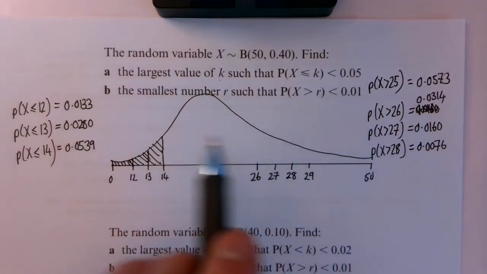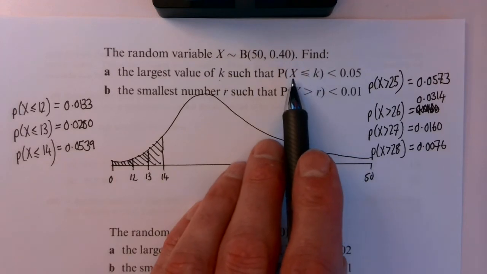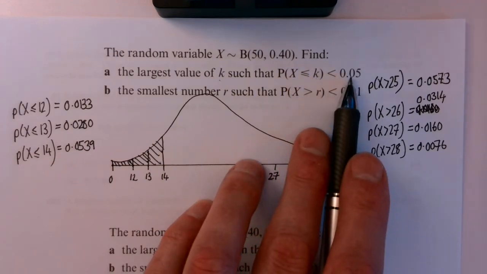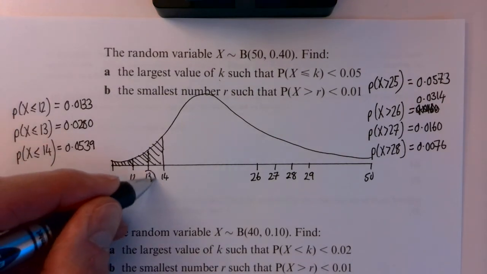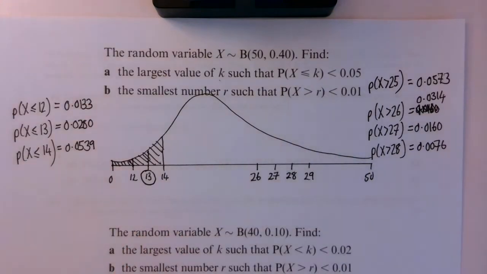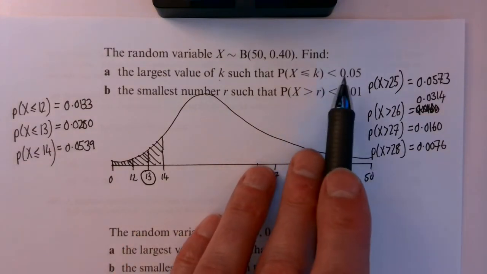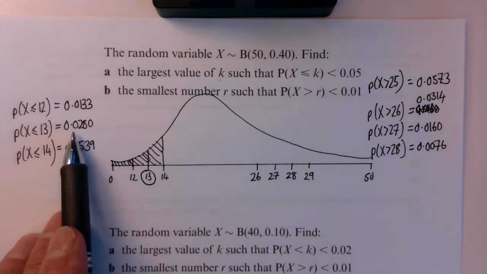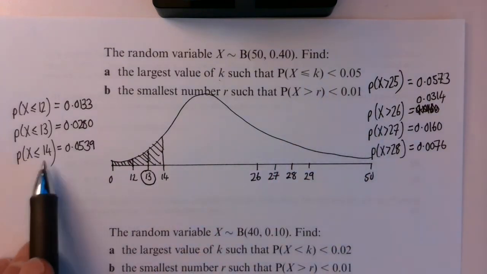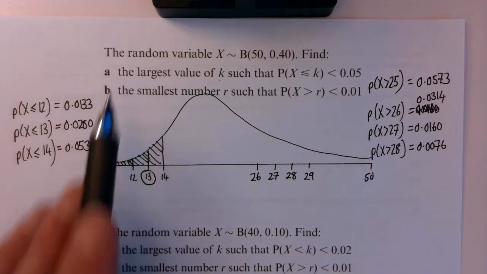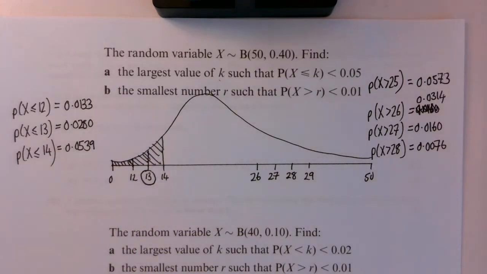The question said, what's the biggest value of k so that the probability x is less than or equal to k is less than 0.05? What they want to know is which of these numbers is the last number which is less than 0.05. Hopefully you can see it's 13. So k is 13. The probability that x is less than or equal to k is less than 0.05, 0.028. The probability that x is less than or equal to 14 is bigger. So we've gone too far. So the answer to that question was 13. So in these questions, they give you the probability, and you've got to work out either the lower or the upper. What about the second question?